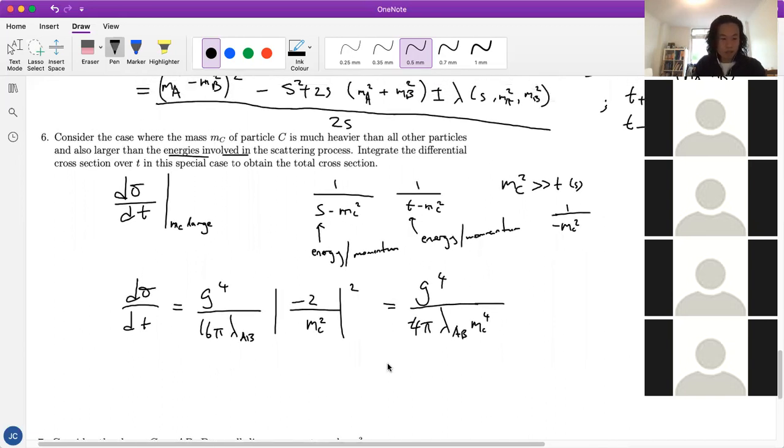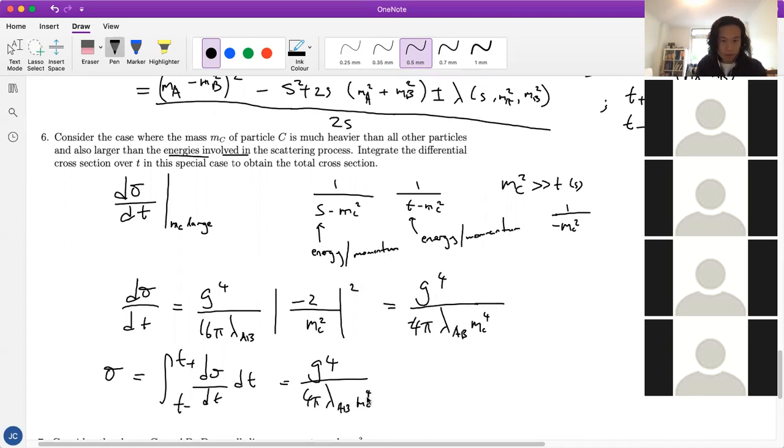Okay. And then to get the cross section, I'll just be integrating from t minus to t plus of d sigma dt. And that's easy, because there's actually no t left in this. So everything is just a parameter. MC is a fixed parameter. And g to the 4 and 4 pi lambda AB, they don't need to be integrated over. So you just end up with g to the 4 over pi lambda AB mc to the 4, times t plus minus t minus.